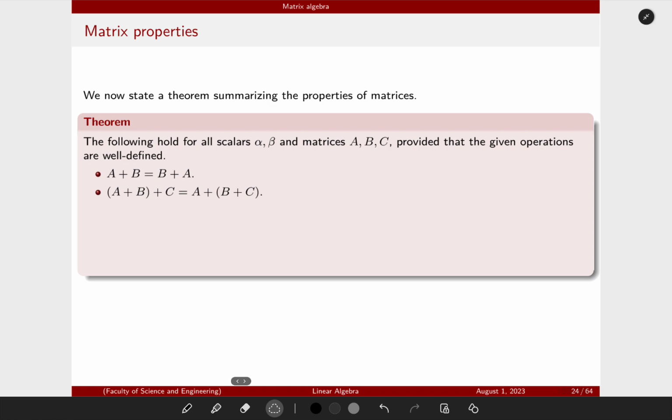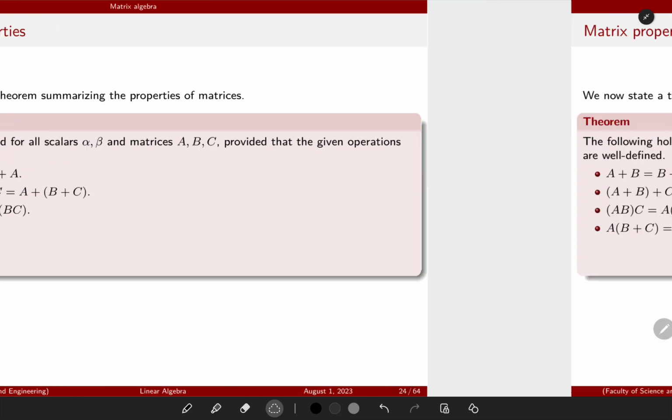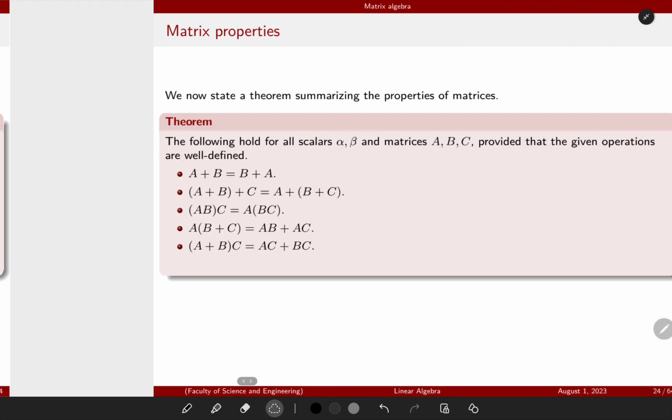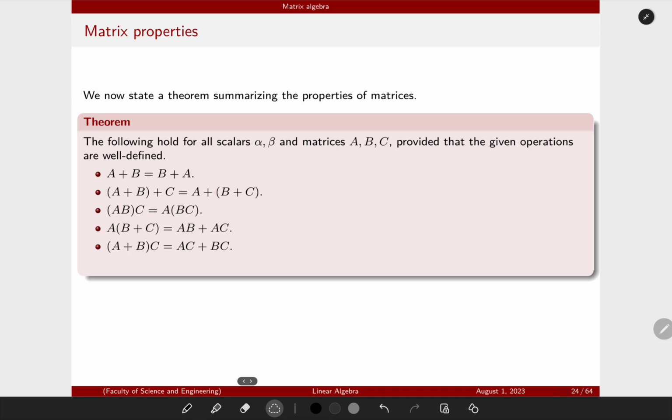Then we have associativity when we add three matrices: A plus B plus C is the same as A plus B plus C, however we group them. Then we have that the order of matrix multiplication grouping does not matter. So multiplying AB first is the same as multiplying BC first and then multiplying by A. Then we have distributivity. A times B plus C is the same as AB plus AC. Again, a different type of distributivity. So this is left distributivity and this is right distributivity.